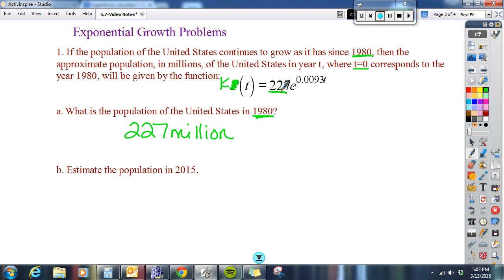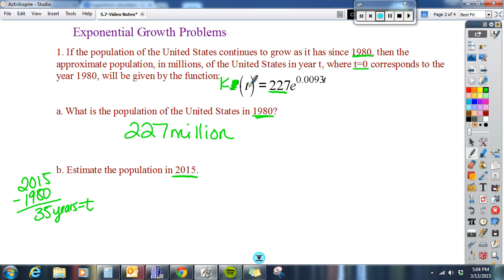Okay. Estimate the population in 2015. This is saying estimate the population, so this is asking for what is the function k at a certain time, and the time is the year 2015. But we have to pay attention to this where t equals 0 is 1980. So I'm not plugging 2015 into this function. I need to find out how many years it's been since 1980. I can subtract 2015 minus 1980, and I end up with 35 years, and that's going to be my t value here, my time.